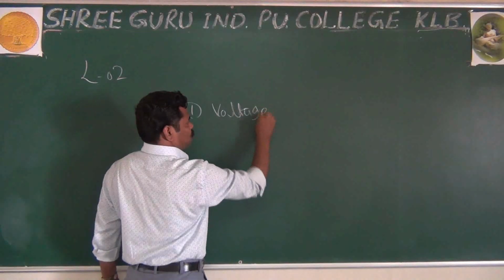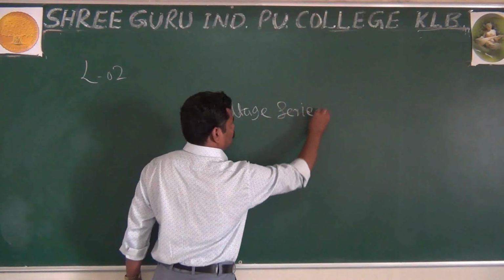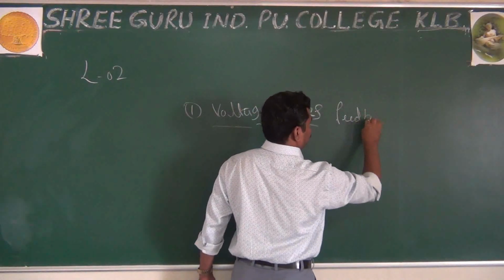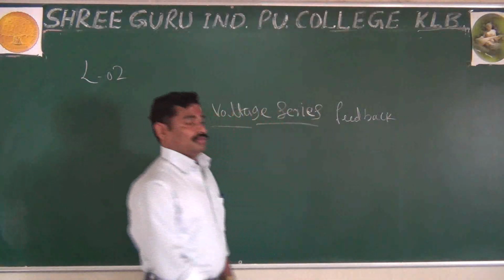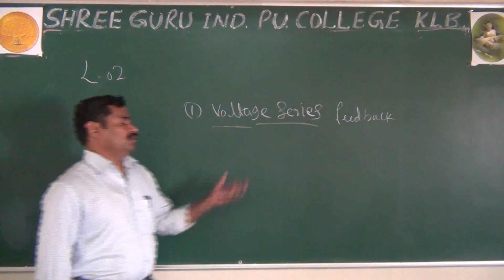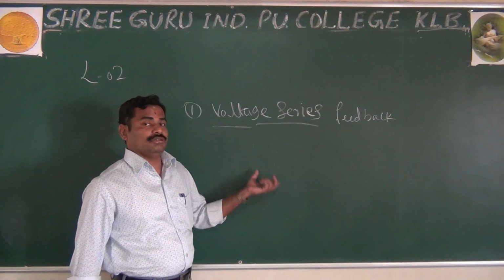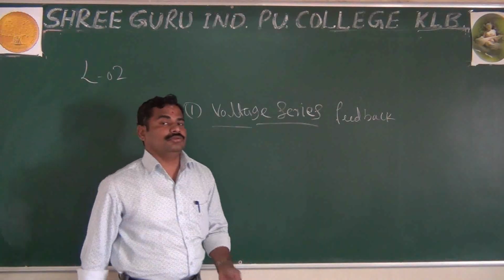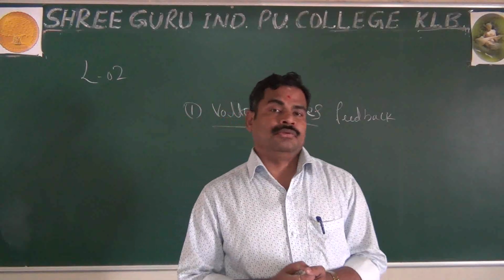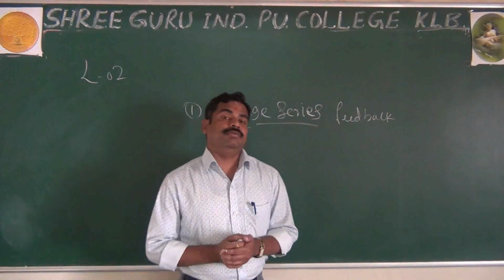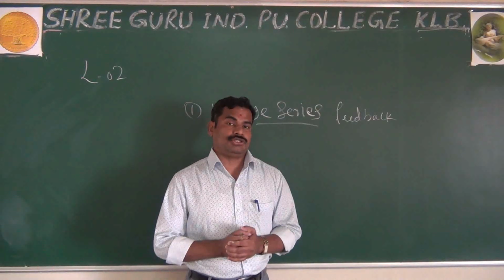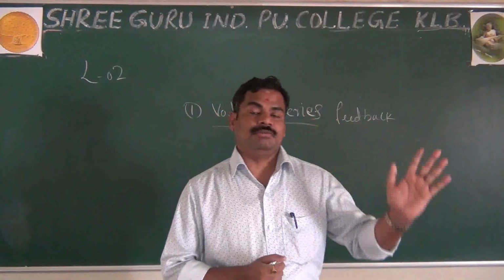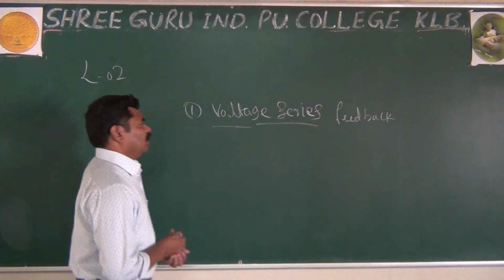First you go for the most important one, that is voltage series feedback. Voltage series feedback. Look here, I'll give a small hint on how to draw the block diagram, the feedback connection of voltage series feedback. As we know, in feedback amplifiers there are two important blocks. One is the basic amplifier, another is the feedback network. The basic amplifier and a feedback network.